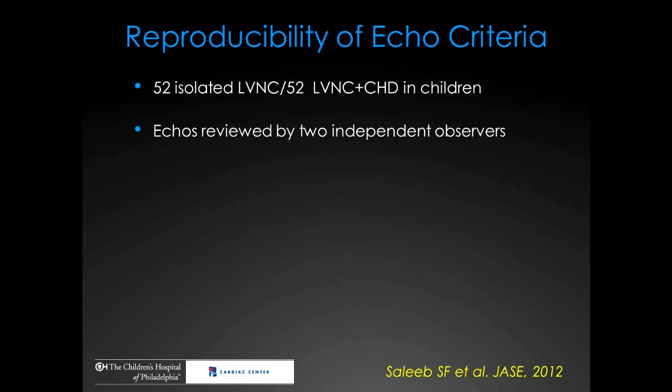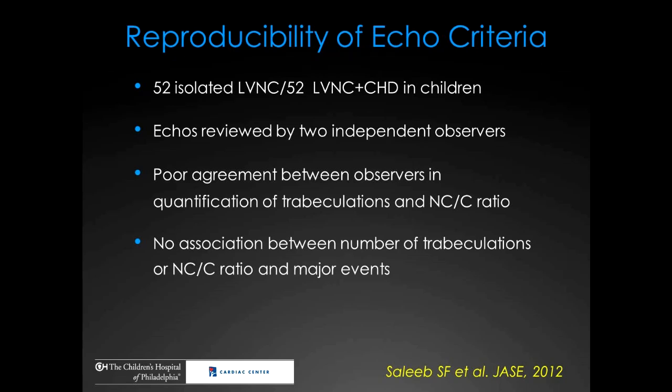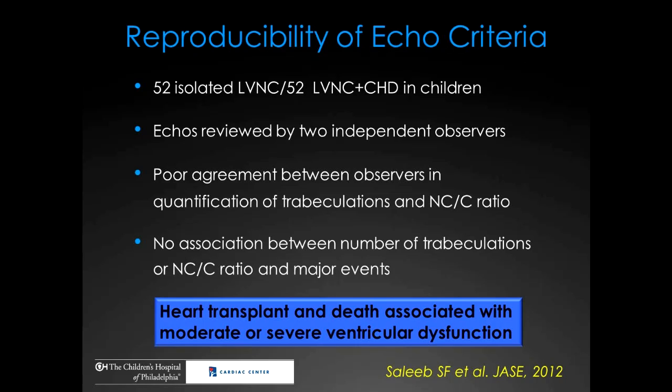Echoes were reviewed by two expert independent observers, and what they found, unfortunately, was that there was quite poor agreement between the observers with regard to quantification of trabeculations and that ratio that we are using to make the diagnosis of noncompaction. There was no association between the number of trabeculations or the non-compacted to compacted ratio and major events such as heart transplant and death. The thing that did associate with heart transplant and death was severe ventricular dysfunction, which is what you would expect.